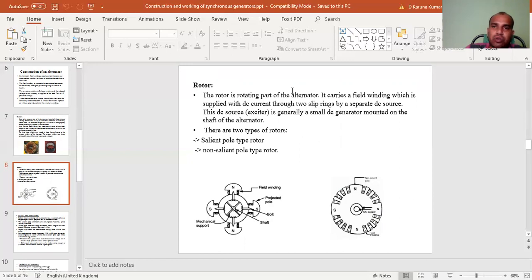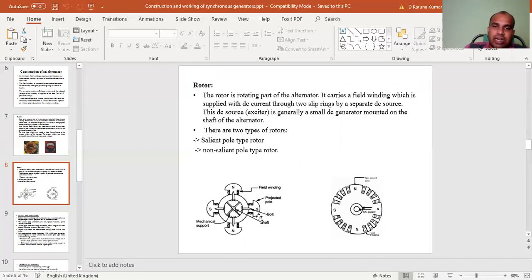There are two types of rotors. The first one is the salient pole rotor. The second one is the non-salient pole rotor. The salient pole rotor: salient means sticking out or projected out. A salient pole is a magnetic pole that projects out of the rotor surface.